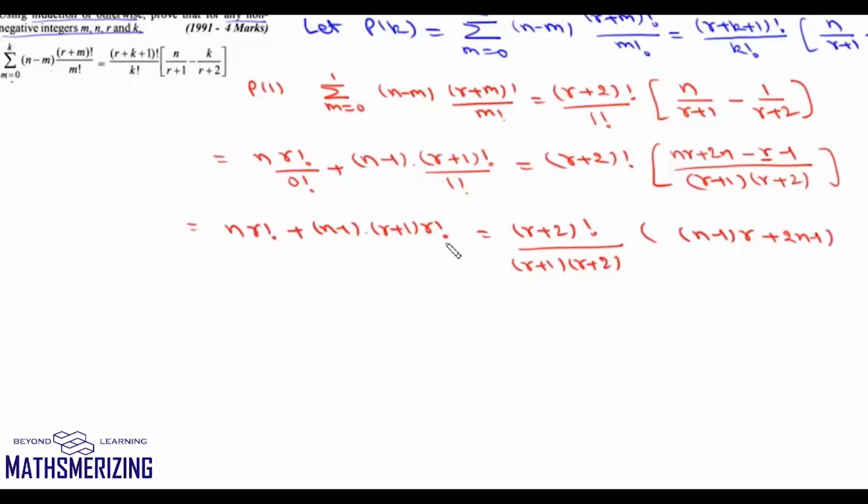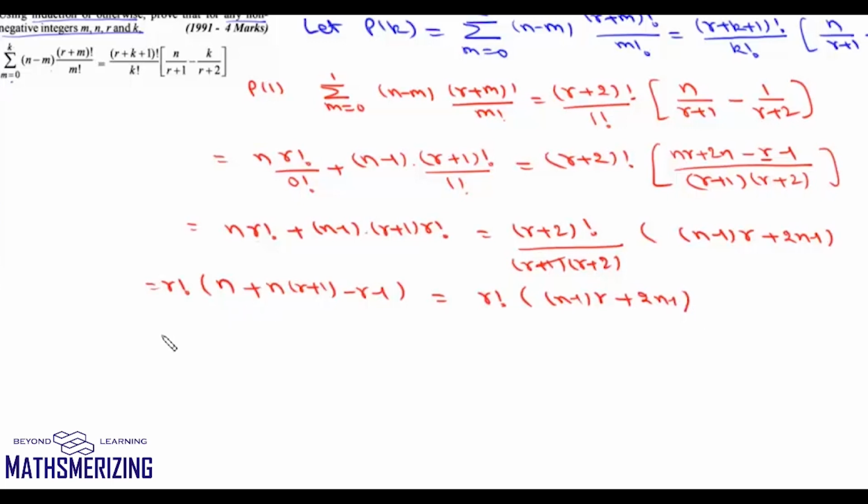So now here I'll take factorial r common. So if I'll take factorial r common, I'll get n plus n r plus 1 minus r minus 1, and here I can cancel r plus 1 r plus 2 with factorial r plus 2, so I'll get factorial r, and here it will be n minus 1 into r plus 2n minus 1.